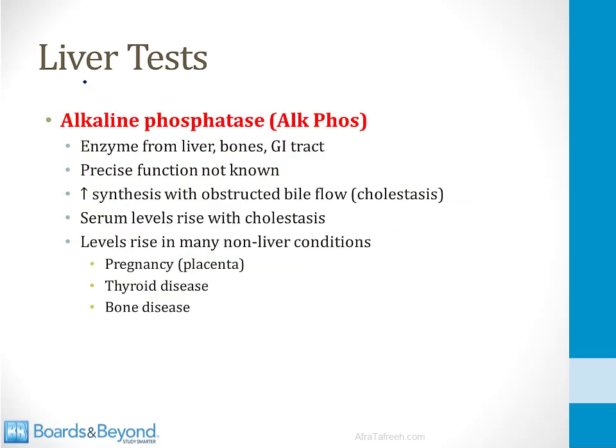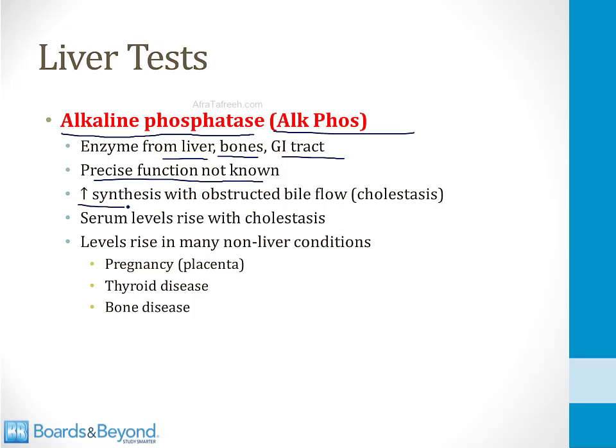The next blood test used to assess the status of the liver is measurement of the serum level of the enzyme alkaline phosphatase, which most people just call ALK-Phos. This is an enzyme that comes from the liver. You can also find it in bones and also in the GI tract. Its precise function is actually not known, even though it's been used for a long time to assess the function of the liver.